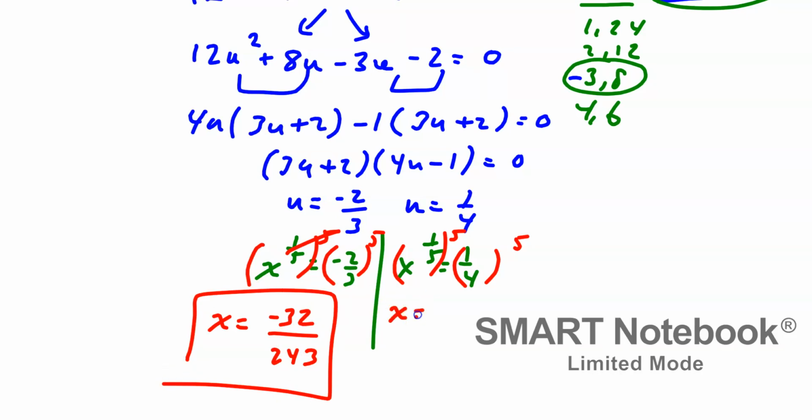And the second answer, 1 to the 5th is 1. 4 to the 5th is going to be 1024. So here are my two answers for x and not u.